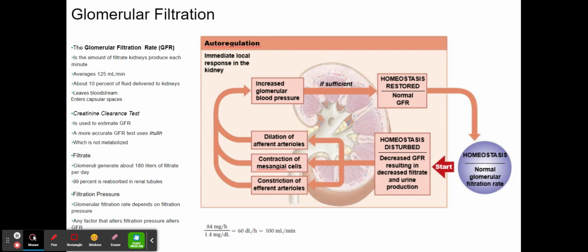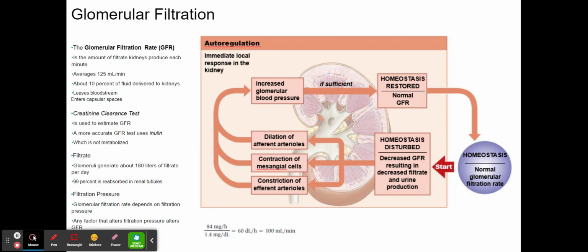When necessary, a more accurate GFR can be obtained by using the complex carbohydrate inulin. The compound is not metabolized in the body and is neither reabsorbed nor secreted by the kidney tubules. In the course of a single day, the glomeruli generate about 180 liters of filtrate, approximately 70 times the total of the plasma volume. But as filtrate passes through the renal tubules, about 99% of it is reabsorbed. So you should now appreciate the significance of tubular reabsorption.